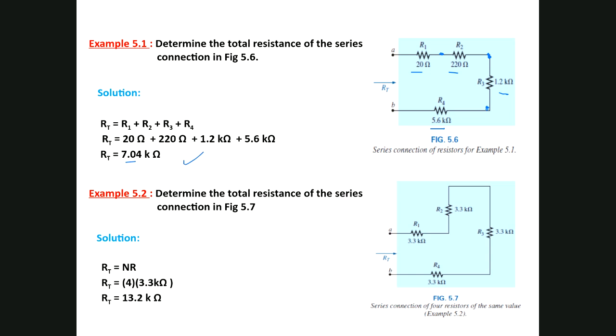Similarly here, the only difference is that the value for each resistor is the same as the others. So the value here is 3.3, here 3.3, here 3.3, here 3.3. So how do we add them together? The total resistance will be the number of resistors times the value of one resistor. So 4 times 3.3 gives 13.2 kilo ohm.